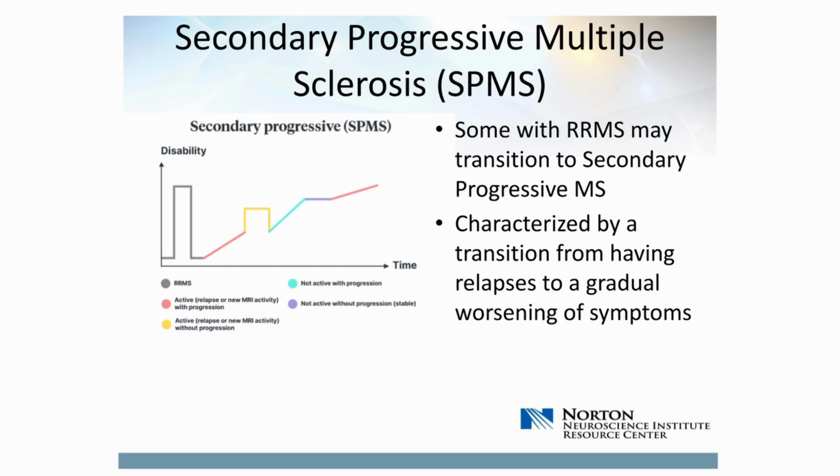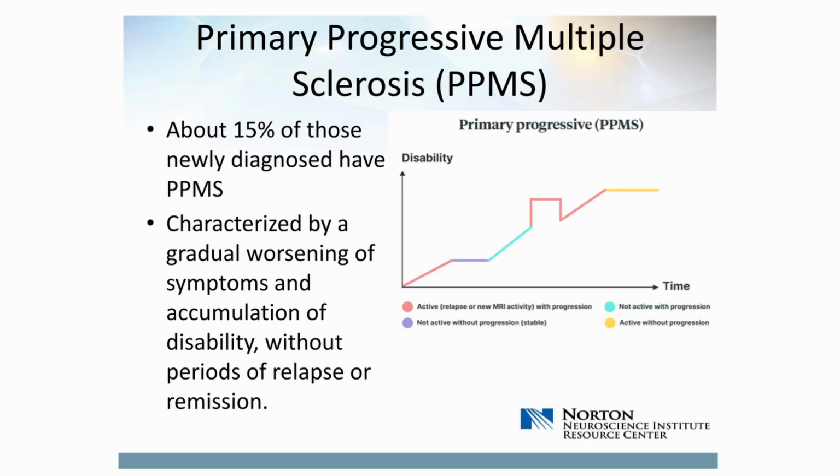Next, we have secondary progressive multiple sclerosis. Over time, some individuals with relapsing remitting MS stop having relapses and instead begin to experience a gradual worsening of symptoms over time with no return to baseline. Lastly, there is primary progressive multiple sclerosis. About 15% of those newly diagnosed are considered to have this type of multiple sclerosis.